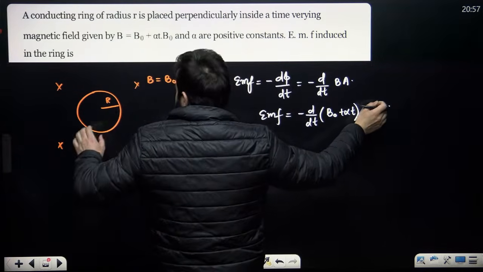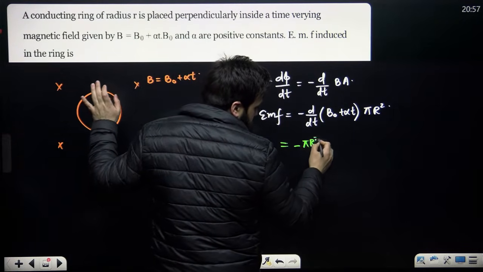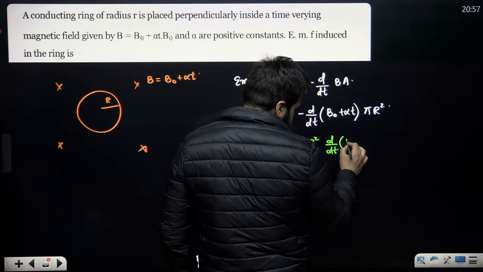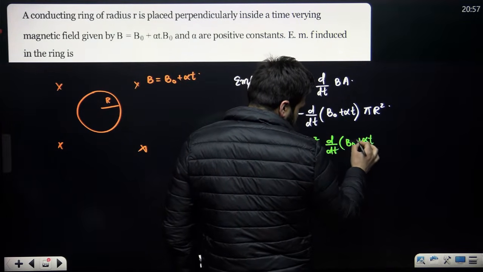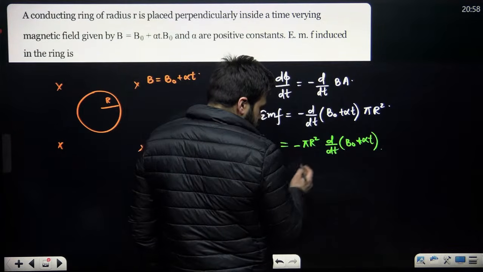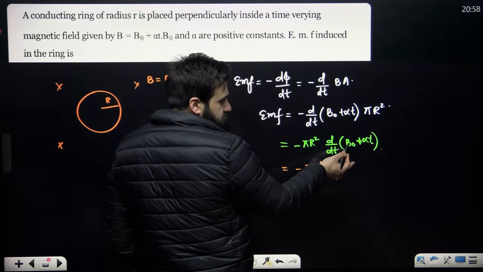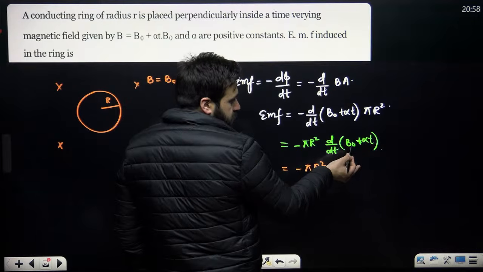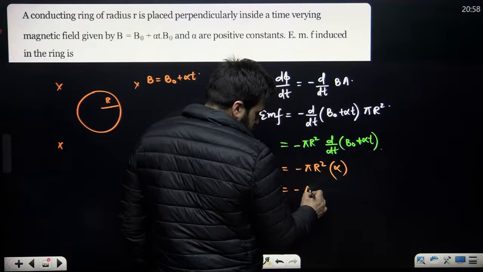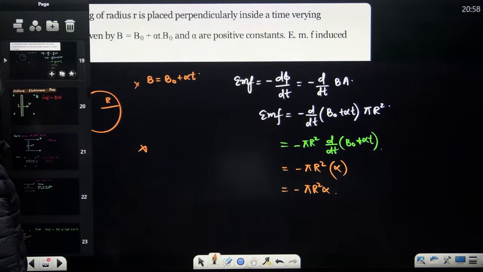Now, guys, pi and radius r are constant, so take them out. So minus pi into r square you can take out. Now differentiation of this, d divided by dt of B naught plus alpha t. B naught is an addition here, you need to differentiate it. What is the differentiation of B naught? It will be 0, because differentiation of a constant is 0. What is the differentiation of alpha t? It will be alpha. So it will come out to be minus pi r square alpha. This is going to be the EMF in this particular case.